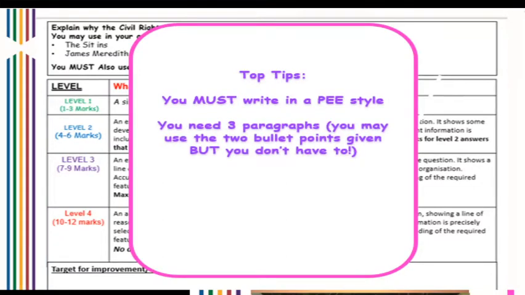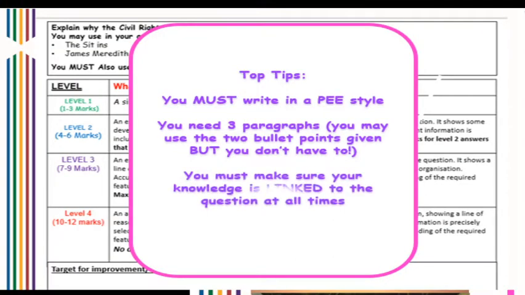You need 3 paragraphs, so you may use the 2 bullet points like I've just said, given you don't have to, but you must do 3 paragraphs. Don't try and do any more than 3. We'd much rather see 3 good quality paragraphs than 5 or 6 paragraphs with loads of different ideas in, but they're not properly explained. Because it's all about properly developing your ideas, explaining it, linking back to the question. So we'd rather you just do 3 good paragraphs than try and get loads down and do 5 or 6.